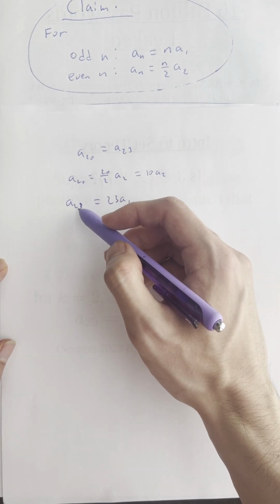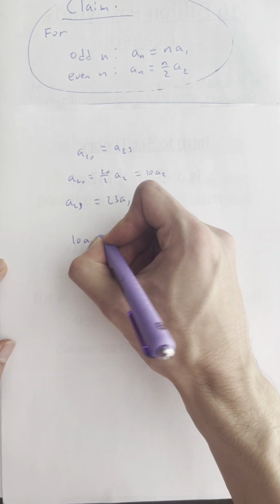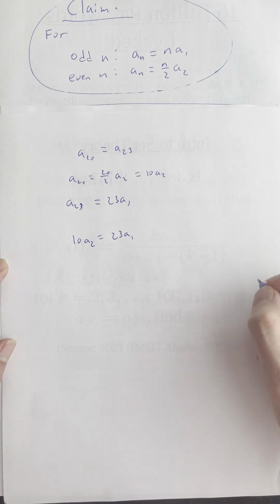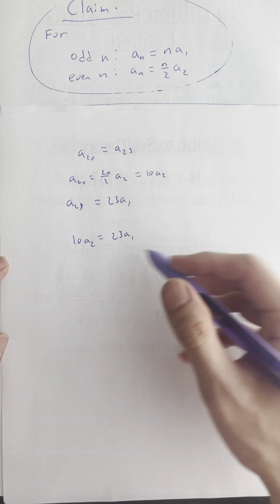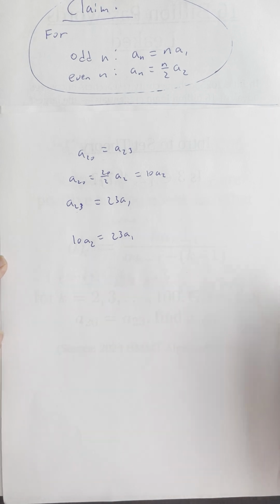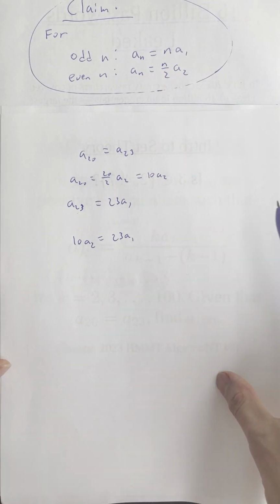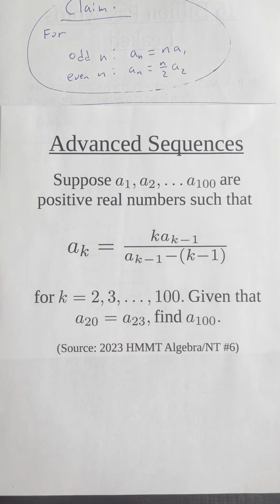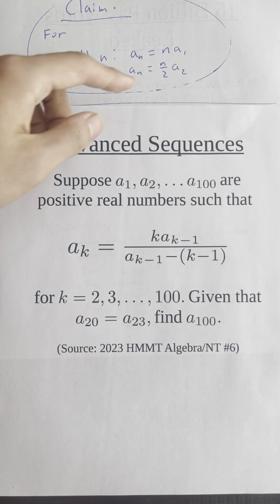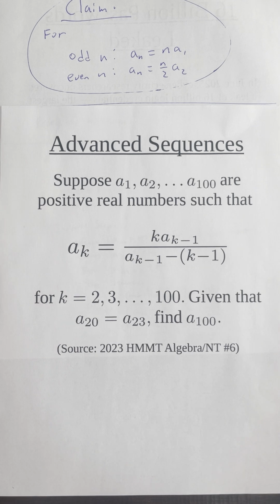Okay, since this is equal to this, that means 10a2 is equal to 23a1. And what else do we know about a1 and a2? Because if we can get another equation with just a1 and a2, we can solve the system of equations, and the problem will fall apart because we have this claim proven. Basically, if we can find a2 from that system of equations, then we can find a100.